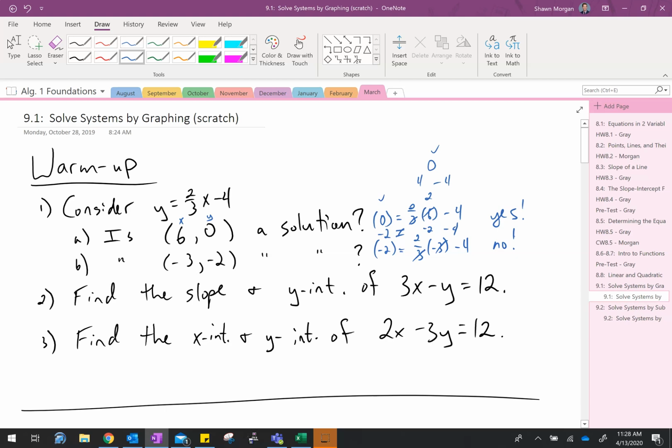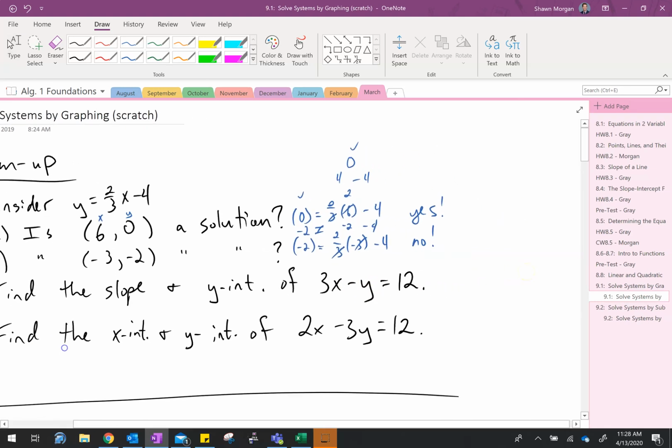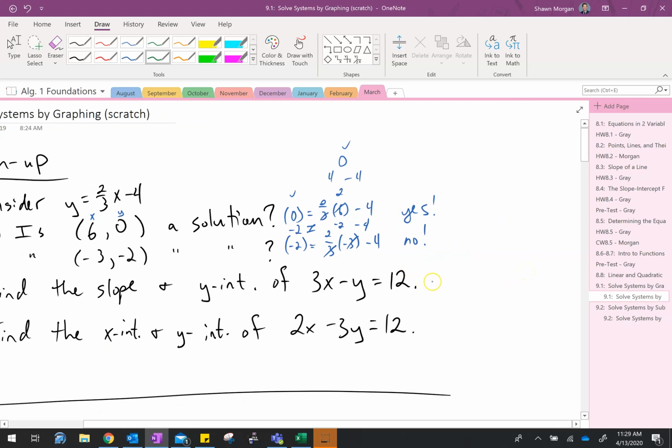We're also asked in this warm-up to consider the idea of slope and y-intercept. This equation in number 2 is given to us in standard form, so let's get it in y equals form. I would suggest adding y and subtracting 12 from both sides such that we get y equals 3x minus 12. You might have taken some other steps, but hopefully you got it in y equals form, because now we can identify 3 as our slope and -12 as our y-intercept.